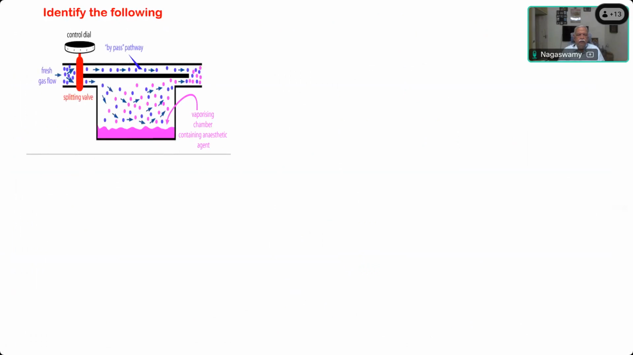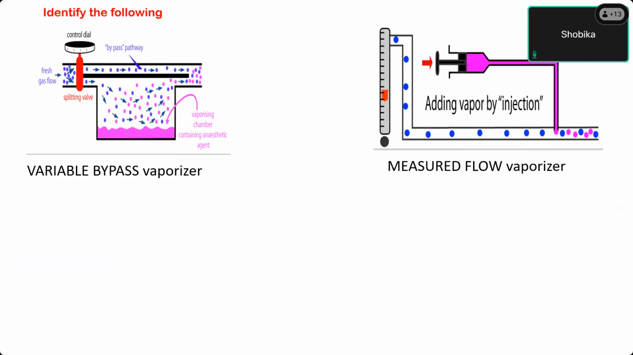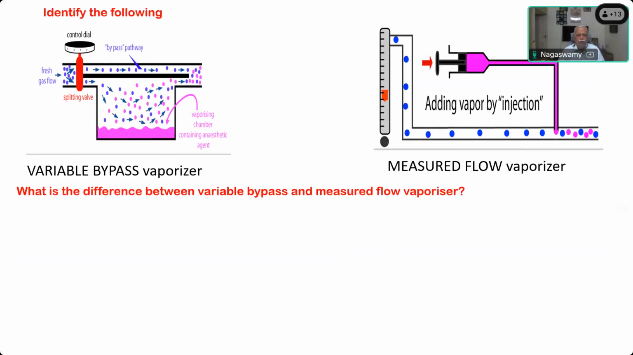Now identify the following. Variable bypass vaporizer. Very good. What is this? Measured flow vaporizer. Just wanted to check whether you are all attentive and able to remember. So what is the difference between them?